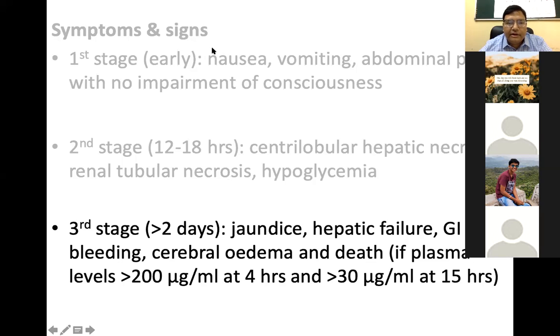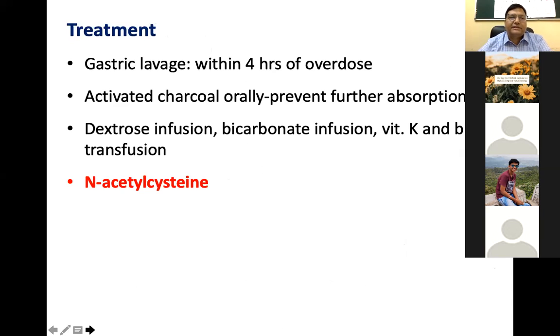So the plasma level monitoring is important to note down how much the concentration is there in the plasma. Then how we are going to treat the patients of paracetamol poisoning is that we do gastric lavage within 4 hours of the overdose. We give the activated charcoal orally to prevent further absorption. For the hypoglycemia correction, we give the dextrose infusion, the bicarbonate infusion, vitamin K and blood transfusion to prevent the hemorrhage. And the specific antidote for paracetamol poisoning is N-acetylcysteine. N-acetylcysteine is the antidote for paracetamol poisoning.